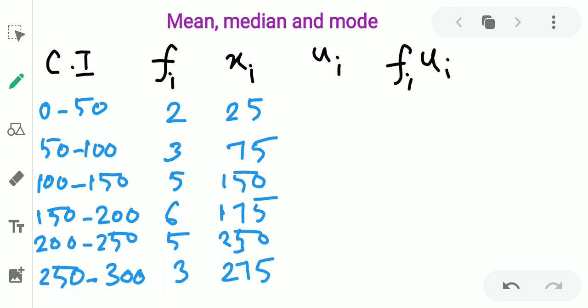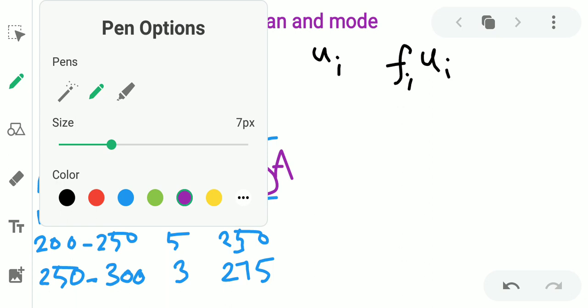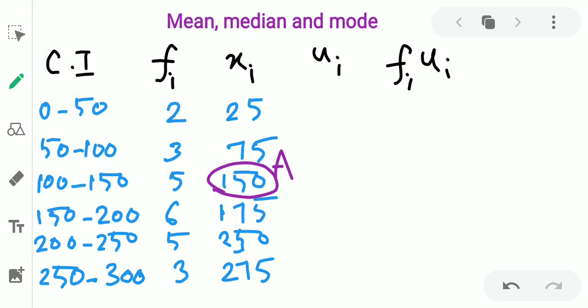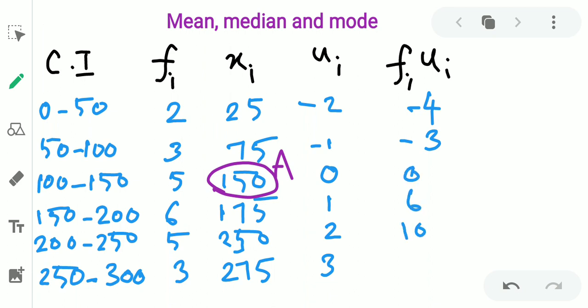Now we are going to do ui. For ui you have to choose a value of a. How many values do we have? 1, 2, 3, 4, 5, 6. Six we have. I want to choose 150 as a. If I choose 150 as a, there's a shortcut: this is 0, 1, 2, 3, and this is -1, -2. Now we find the value of fi ui. So 2 times minus 2 is minus 4, then minus 3, then 0, then 6, 10, and 9.